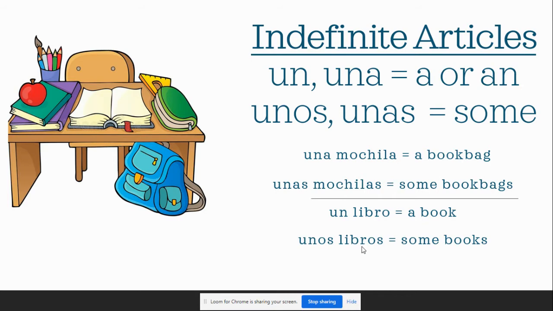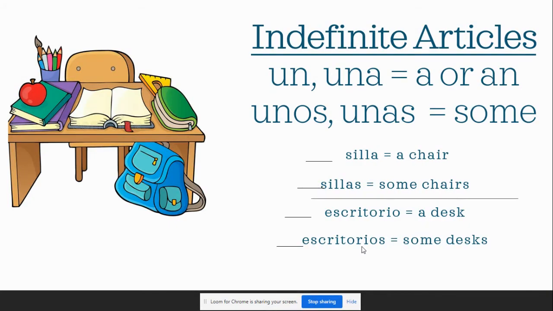Let's work on these. I'm going to model the application of using indefinite articles for you, and then we're going to team up and do two together. If you'll notice, I have the word silla. Let me hear you say silla. Yes, and I want to express a chair.